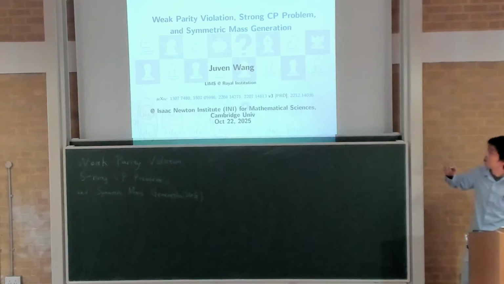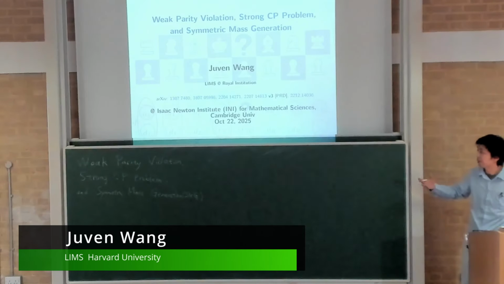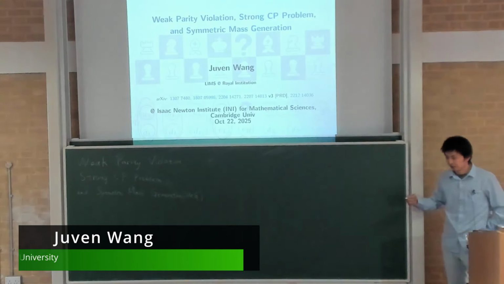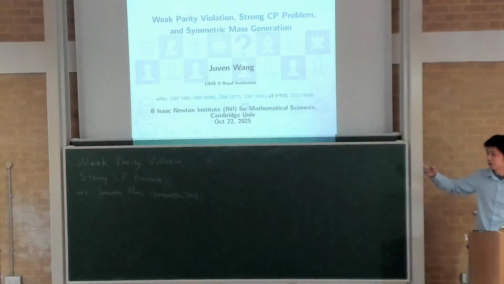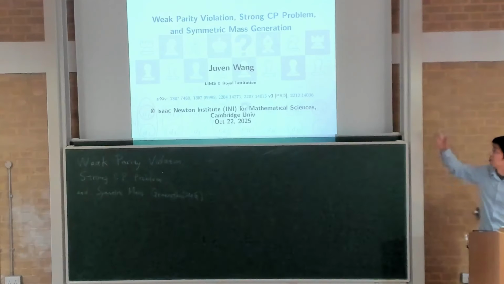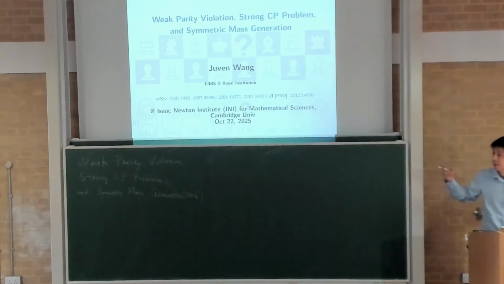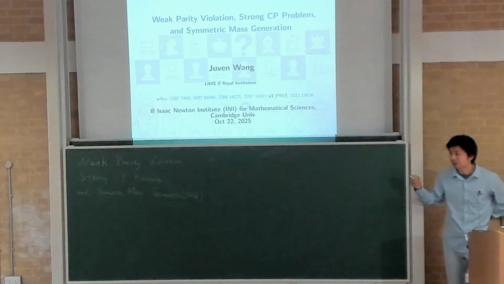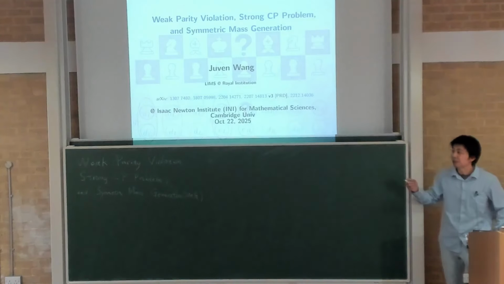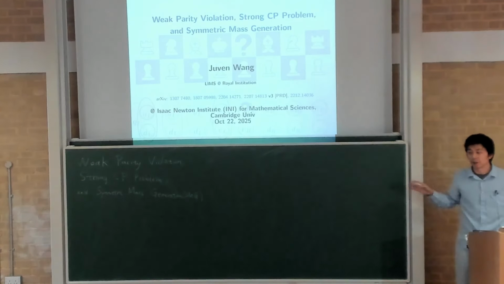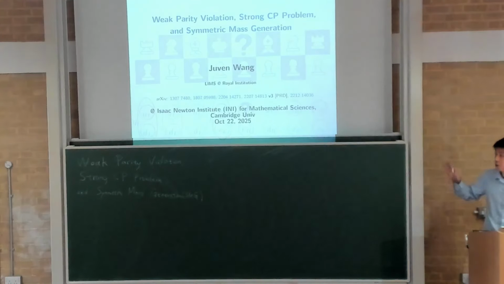So the title, as you see, is weak parity violation, which is that the weak force does not respect parity symmetry, and it's actually maximally parity violating, in the sense that the weak force couples to the so-called left-handed Weyl fermion in the standard model. And the strong CP problem is a problem of the strong interaction, the strong force. Potentially it should have some possible CP or T violating term, the so-called theta term. But in nature, we did not detect that. So it's the strong CP problem.